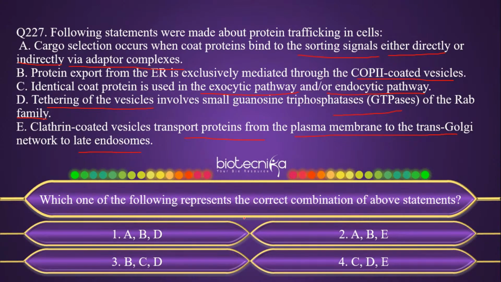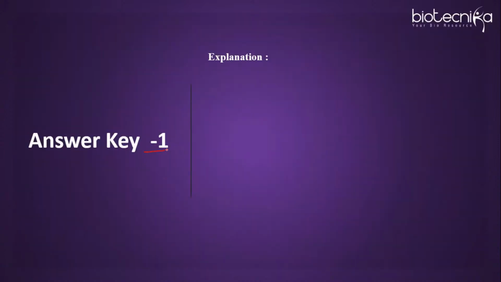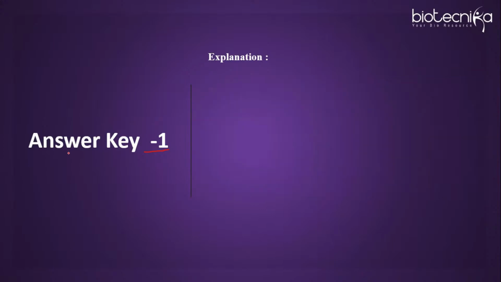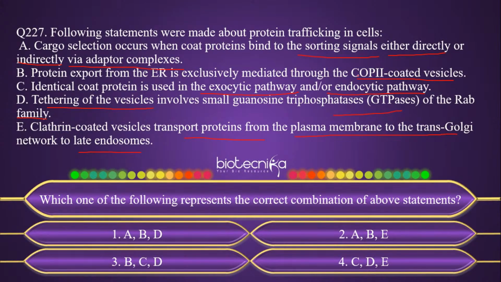As you mentioned, the correct answer for this question is answer 1. Now, what is the explanation for that? Simply, if you remember this table, right? In the question, they have asked about COP2 coated vesicles. Proteins that are exported from the ER are carried out by COP2 vesicles. From the ER means it is moving to the Golgi, so you have COP2 vesicles.